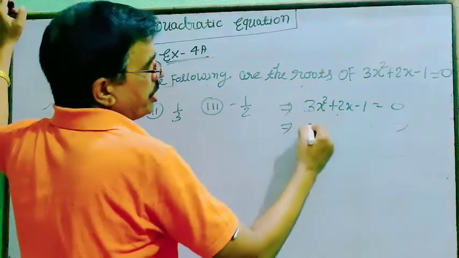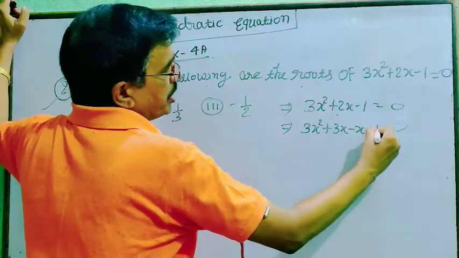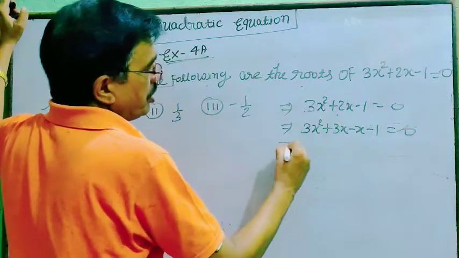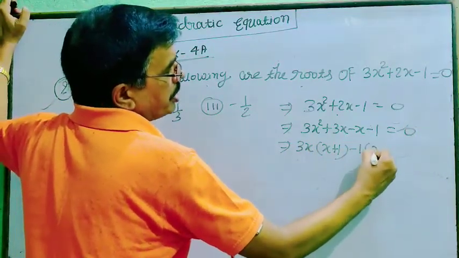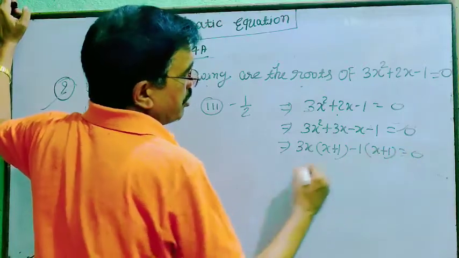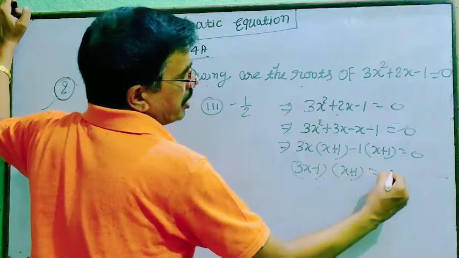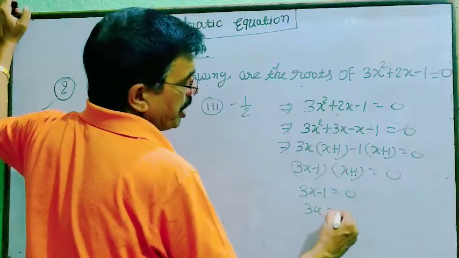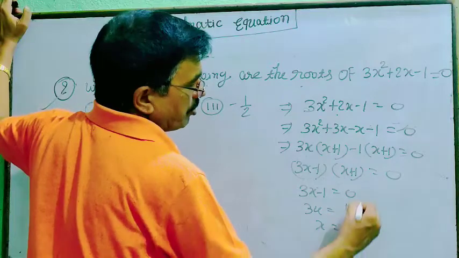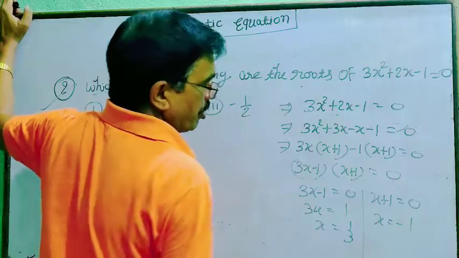Here 3 into 1 is 3, and you write 3x square plus 3x minus x minus 1 is equal to 0. Next, 3x is common, so it is x plus 1, and minus 1 is common, so it is x plus 1 is equal to 0. Then it is 3x minus 1 and x plus 1 is equal to 0. So 3x minus 1 is equal to 0, 3x is equal to 1, then x is equal to 1 by 3, and x plus 1 is equal to 0, then x is equal to minus 1.